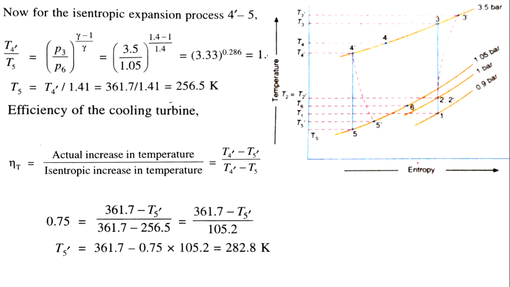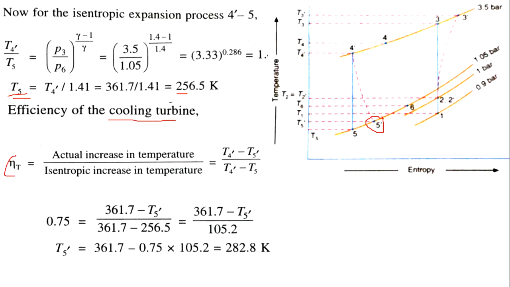that is 361.7 Kelvin. Now we have the isentropic expansion process 4 dash 5. So T4 dash by T5 is equal to the pressure ratio relation, P3 by P6. We know that the pressures at all the points are the same. By using that relation I can find out the T5 value as 256.5 Kelvin. Now I need to find out the T5 dash value. For that I have to use the efficiency of the turbine.